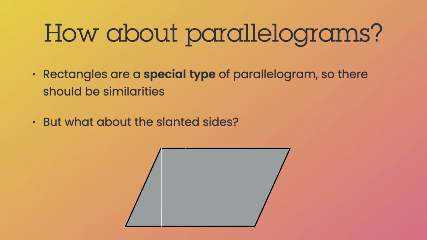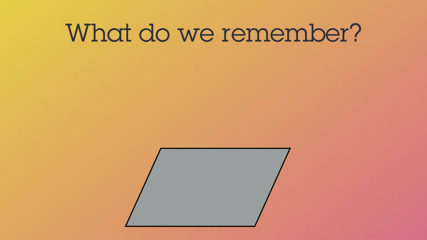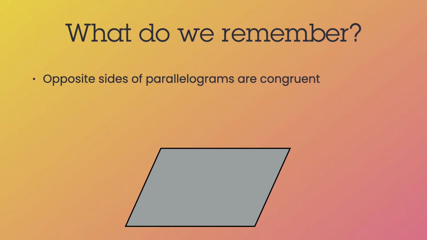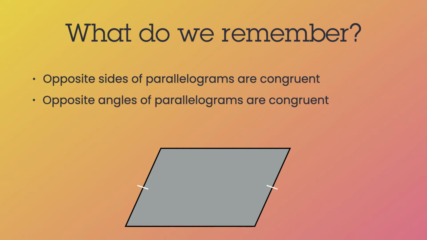So if we try to grid this out, we end up with the grid lines going off of the shape. So let's look at this a little more closely. What do we remember about parallelograms? Well, I remember that opposite sides of a parallelogram are congruent. I remember that opposite angles of a parallelogram are also congruent.